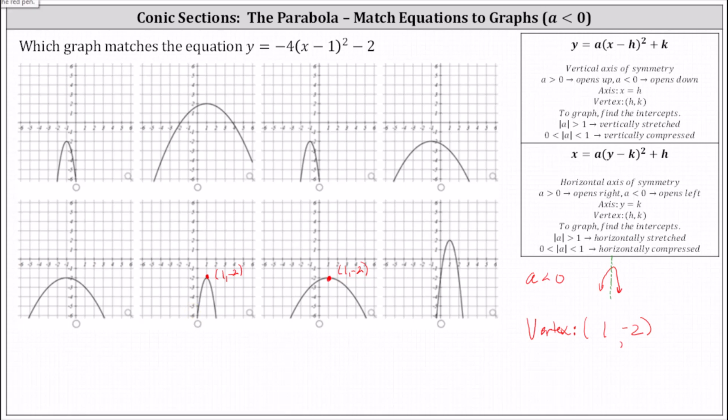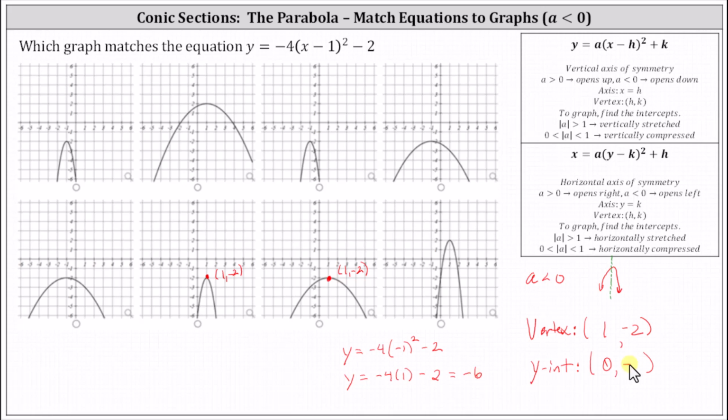Recall to find the y-intercept, or vertical intercept, we set x equal to 0 and solve for y. So if we sub in 0 for x in the equation, we have y equals -4 times the square of 0 minus 1, or the square of -1 minus 2. Simplifying, the square of -1 is +1, and -4 times +1 is -4. -4 minus 2 is -6.